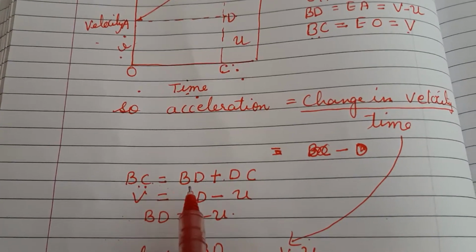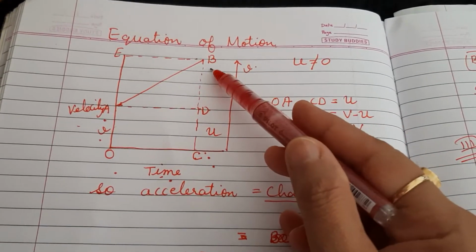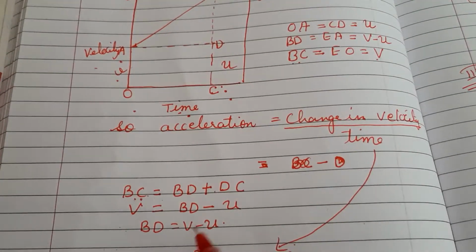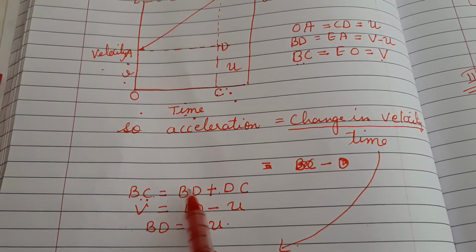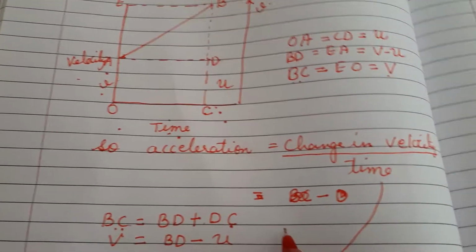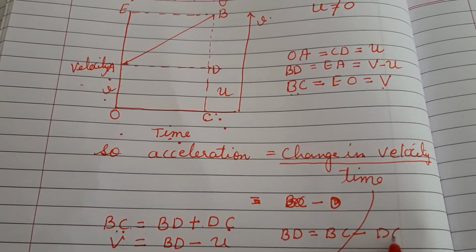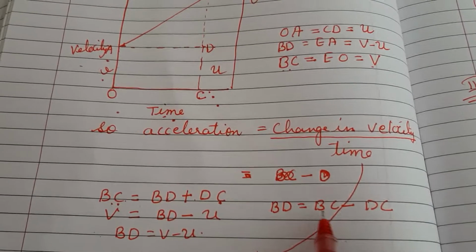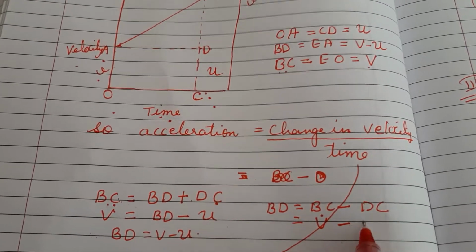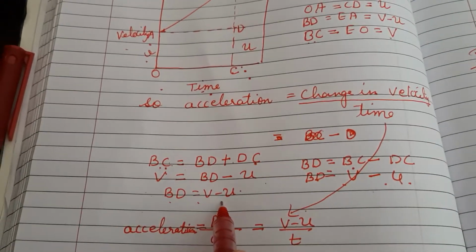The change in velocity is this BD. From this equation, BD is equal to BC minus DC, and BC is v and DC is u. So BD is equal to v minus u.